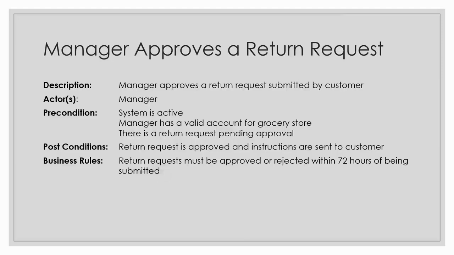This describes the scenario when a manager approves a return request. The actor is the manager. The preconditions are the system being active, the manager has an account already, and there is at least one request pending. The expected post-condition is that the return request is approved, and the business rule is that the managers must approve or reject within 72 hours of being submitted.